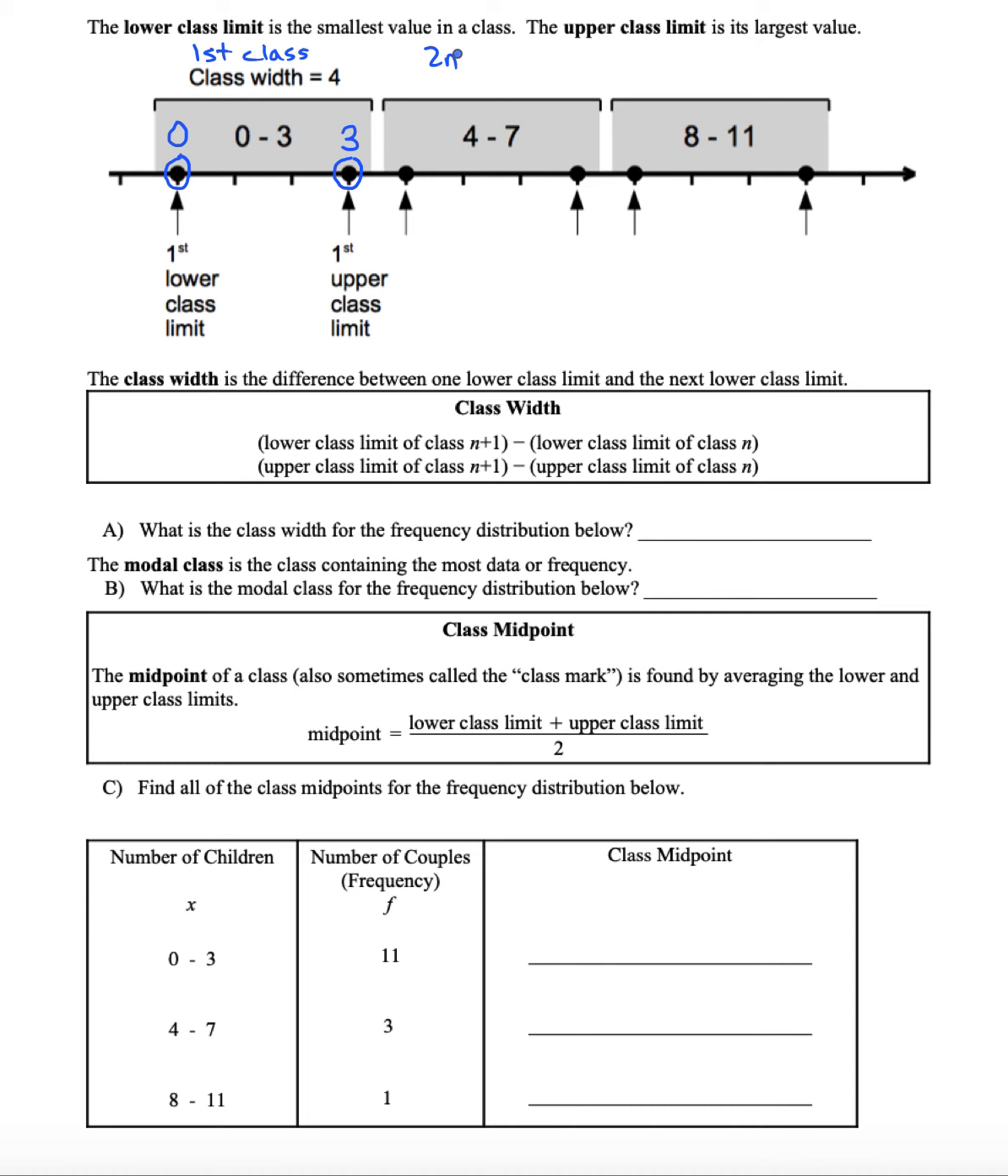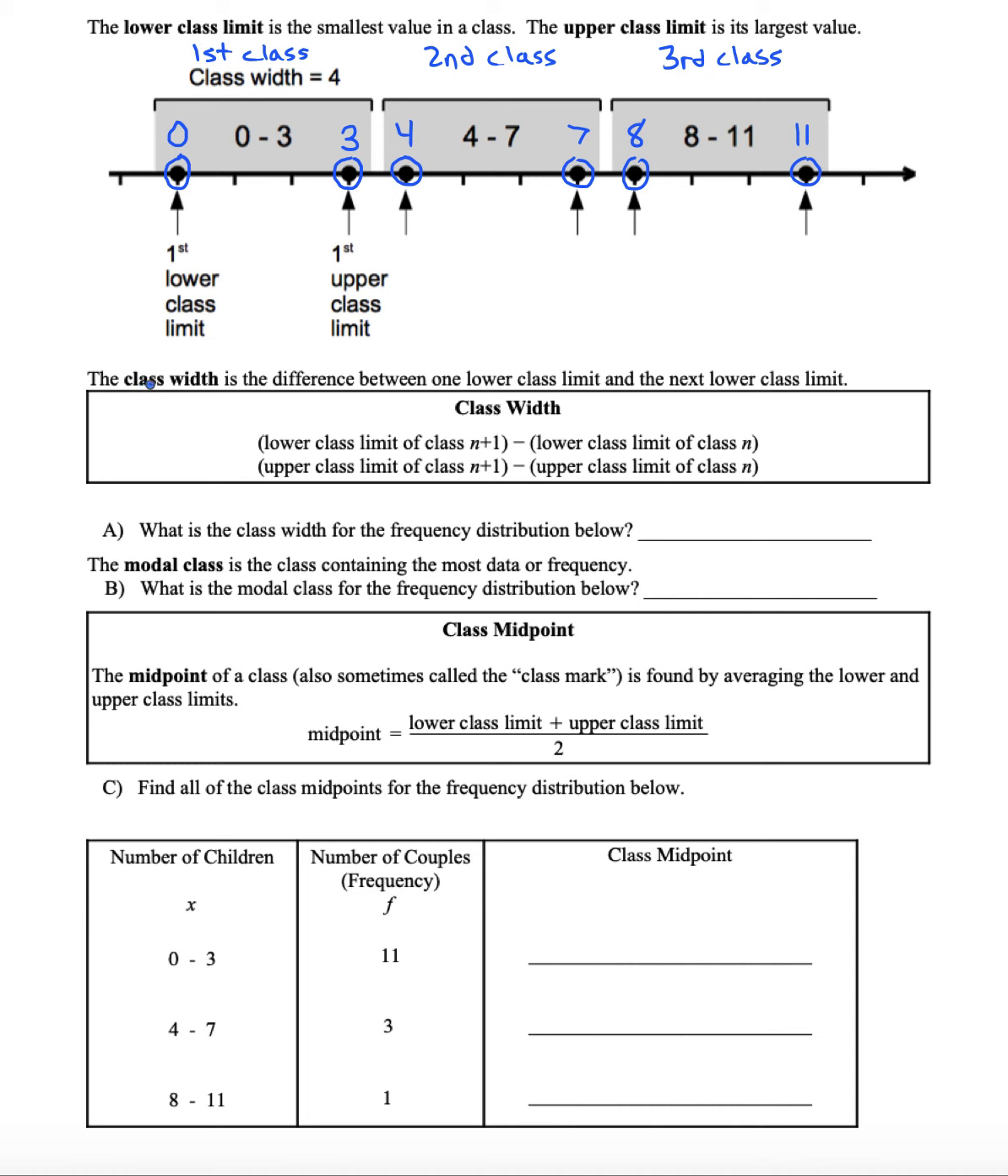The second class is the 4 to 7 class, where the lower limit is 4 and the upper limit is 7. As you can see, the boundaries between the classes are supposed to be halfway between the upper class and lower class limits. And we have a third class, 8 to 11. So the lower class limit is 8 and the upper class limit is 11.